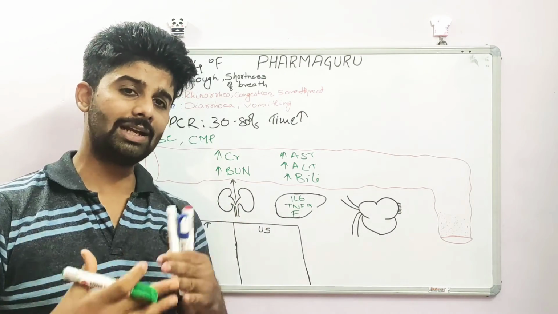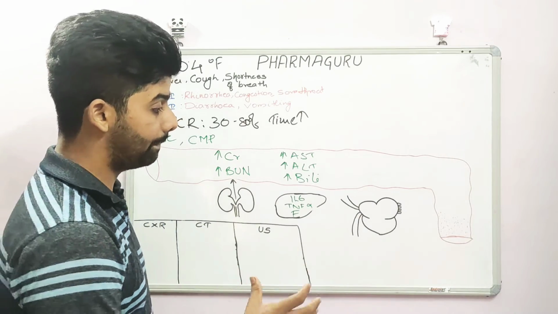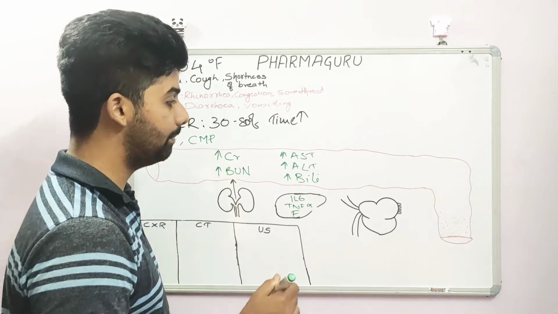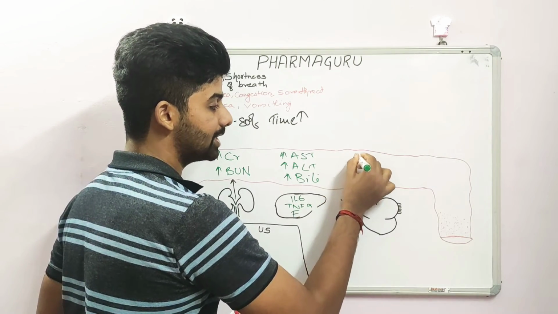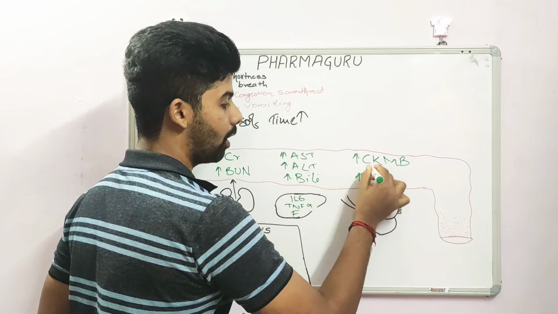Now take a situation where the condition is very bad, such that the perfusion to the heart of the patient is also low. At that time, there will be a marked elevation in the CKMB and troponin levels.